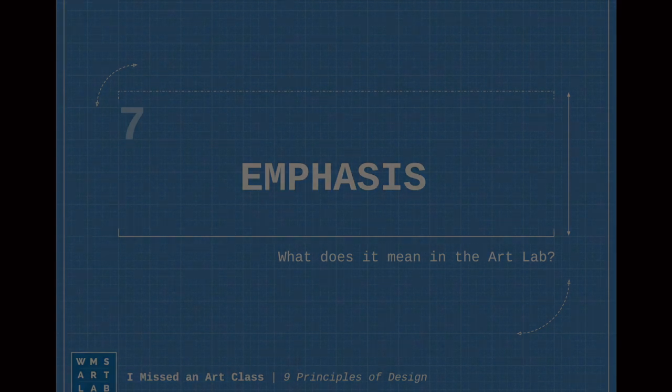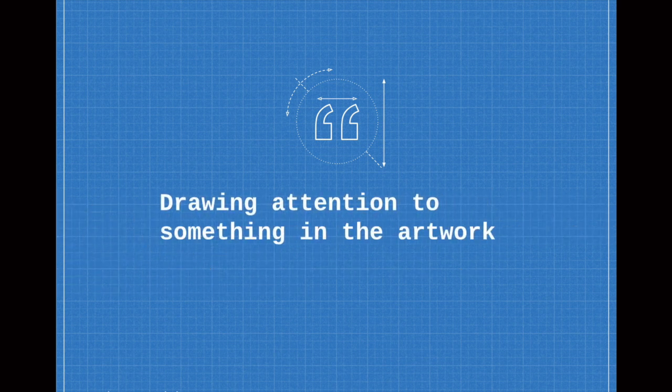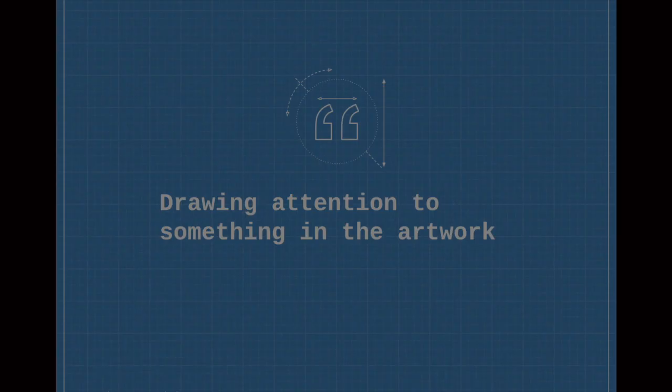Next is emphasis. Emphasis is the part of the design that catches the viewer's attention. Usually the artist will make one area stand out by contrasting it with other areas. The areas could be different in size, color, texture, shape, etc. We said it's drawing attention to something in the artwork.